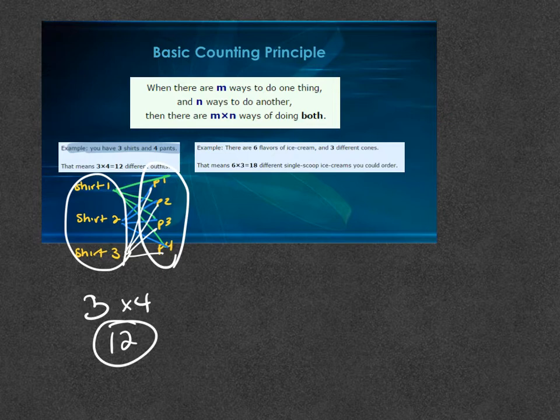If you look at the second one, it says there are 6 flavors of ice cream and 3 different cones. Instead of going through each ice cream and pairing it with each kind of cone, we know that 6 times 3 is 18. So there are 18 different ways. That's the basic counting principle.